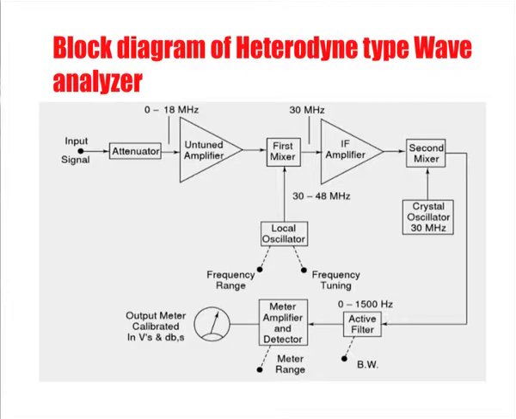It is always considered that the local oscillator frequency is kept higher than the input frequency, and the output of the mixer circuit is known as the intermediate frequency, which is currently in the heterodyne type of wave analyzers capped at 30 megahertz. So, in order to obtain an intermediate frequency of 30 megahertz, the local oscillator frequency should always be 30 megahertz higher than the input signal frequency.